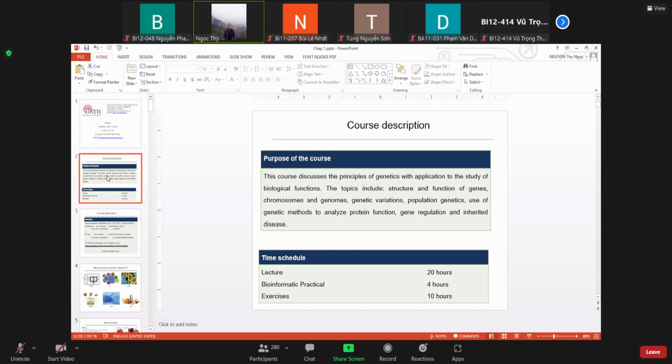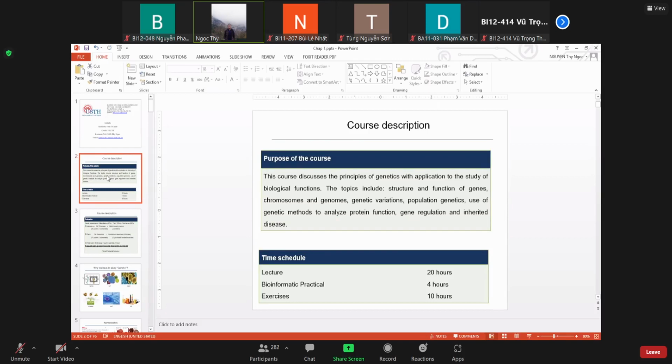We will spend some time discussing genetic variation, the differences between the genomes of one individual and another. We will also spend some time discussing population genetics. It's quite complicated when we compare the gene flow within a population.